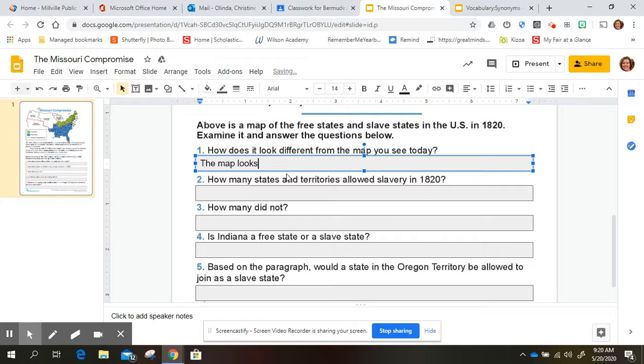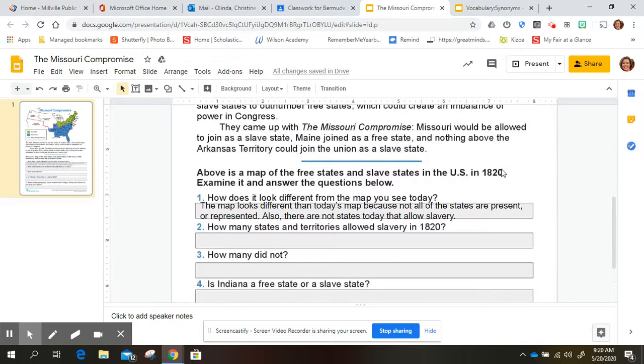the map looks different than today's map because not all of the states are present or represented. Also, there are no states today that allow slavery. So we would never have a map like this because we don't allow slavery.